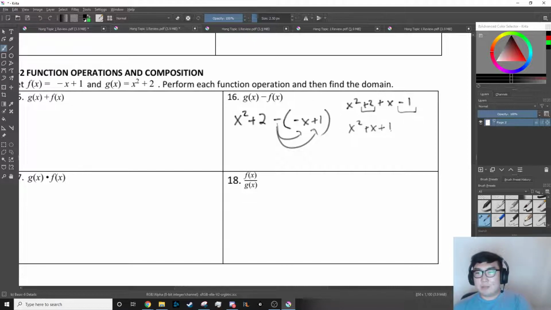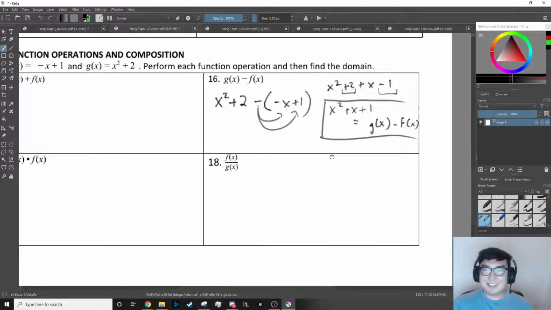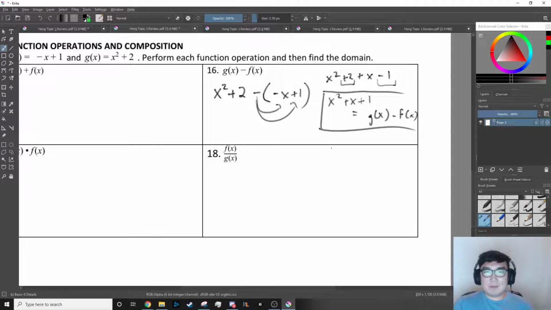And I will actually write is equal to g of x minus f of x. Not too bad, I hope. It is a review. But let's look at this one right here.